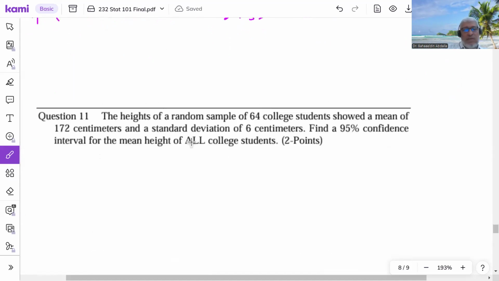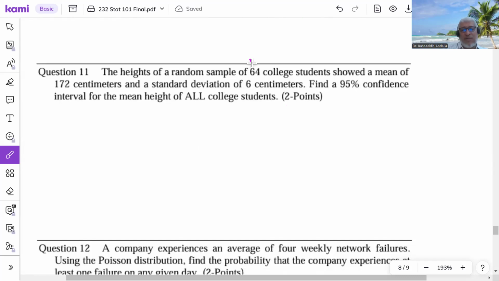The heights of a random sample of 64 college students showed a mean of, so this is a sample, so this is X bar, and the standard deviation, so this is S. Find the 95% confidence interval for the mean of all college students. The confidence interval for mu would be X bar plus or minus Z times S over the square root of n, because the sample size here is above 30, it is 64.